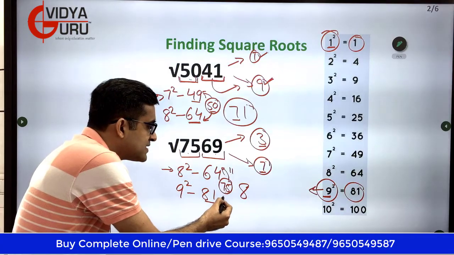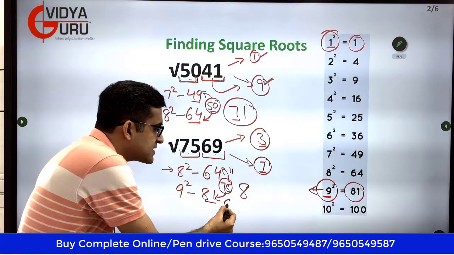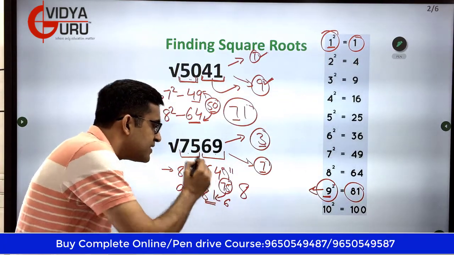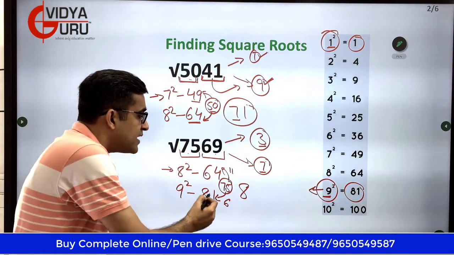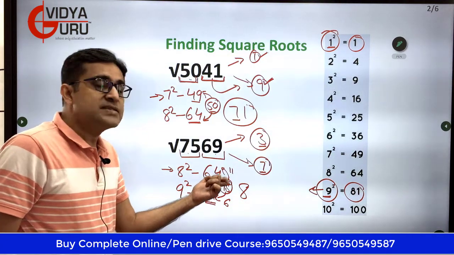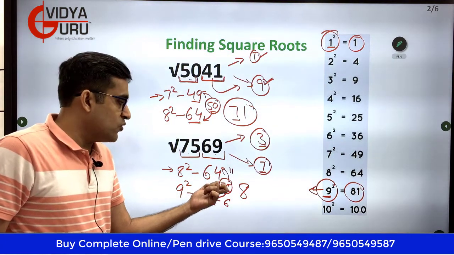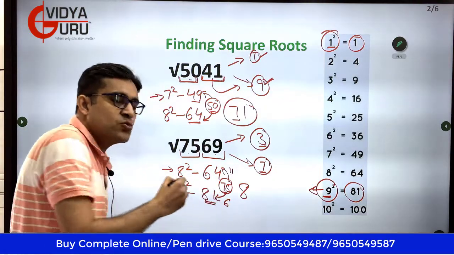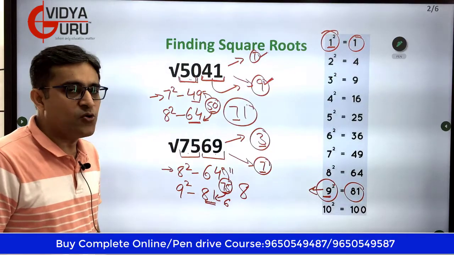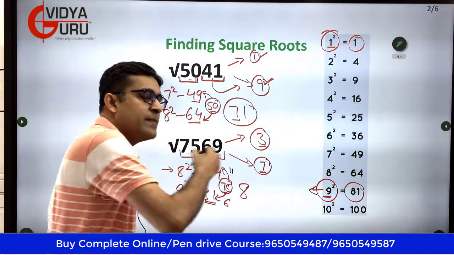Sure, the gap between 75 and 81 is only 6. So where is the gap less? The gap is less in the case of the bigger value. Students, 81 is the bigger value, 64 is the smaller value. So 75 is closer to the bigger value. So I will choose the bigger value.